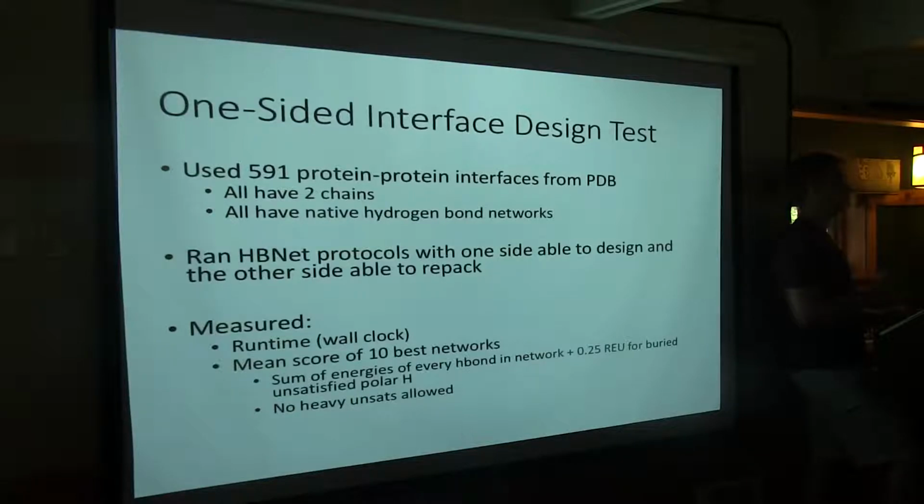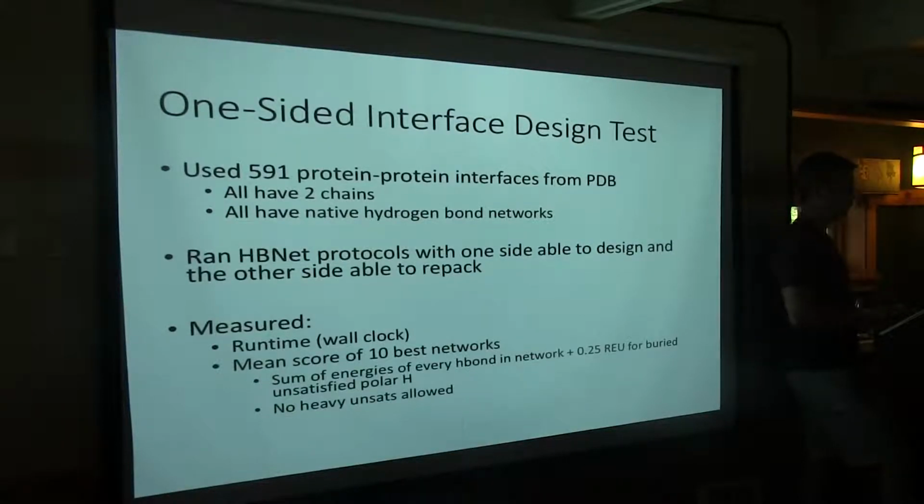And all of them are polar enough to have a hydrogen bond design there because all of them do have a native network design there. So the protocol has no excuse to not design something. So I ran HBNet and Monte Carlo HBNet, one side able to design, the other able to repack, and I measured the wall time, or the runtime, and the mean score of the 10 best networks. The score metric I used is the sum of every hydrogen bond energy plus a small penalty for buried unsatisfied polar hydrogen, and we didn't allow any buried polar unsatisfied heavy atoms.